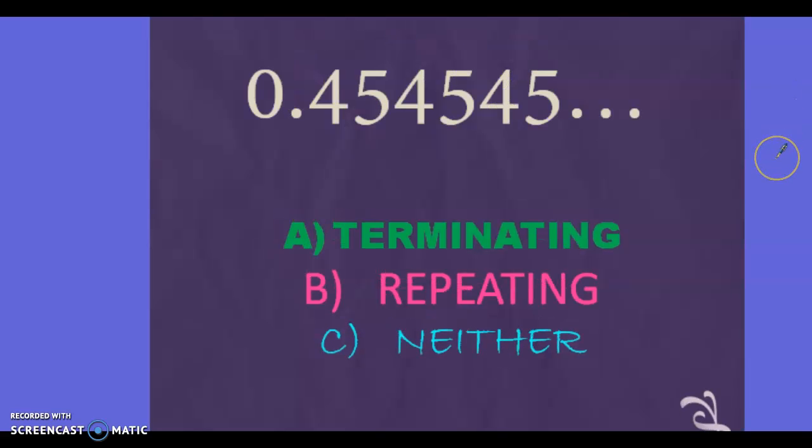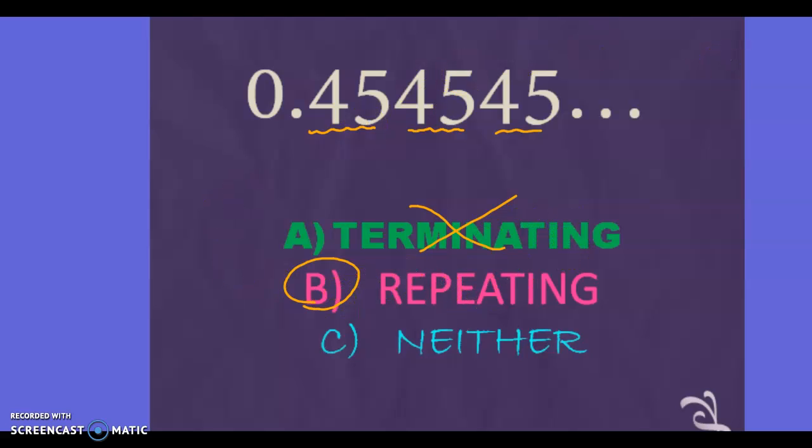Let's look at this one, 0.45, 45, 45, ... Those 3 dots mean that it is going on and on forever and ever. So we know that it is not terminating or ending. Is it repeating? Well, I have this group of numbers, 4, 5, and it occurs again, 4, 5, 4, 5. So the answer is yes, that one is repeating.